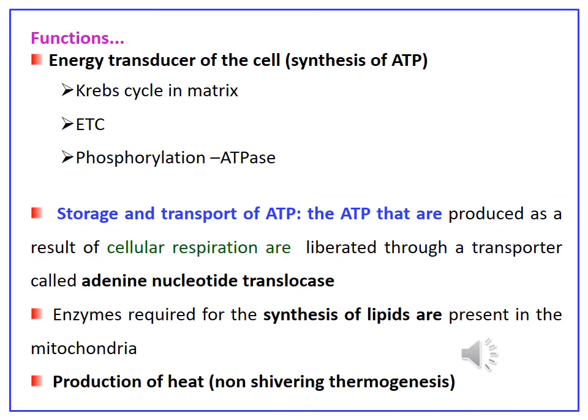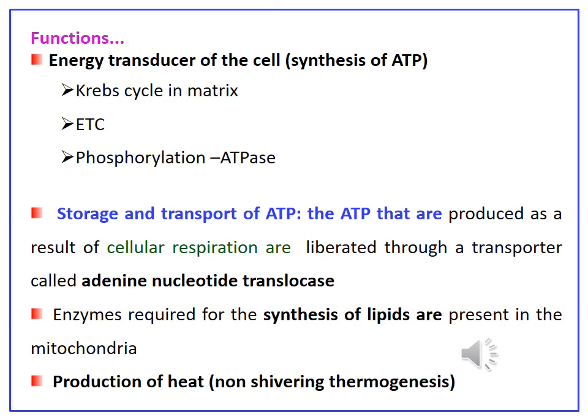Next, the major functions of mitochondria. The mitochondria play a key role as the energy transducer of the cell, which means the synthesis of ATP. They also carry out important cycles: the Krebs cycle in the matrix, the electron transport chain and phosphorylation, and the storage and transport of ATP. The ATP produced as a result of cellular respiration is liberated through a transporter called adenine nucleotide translocase.